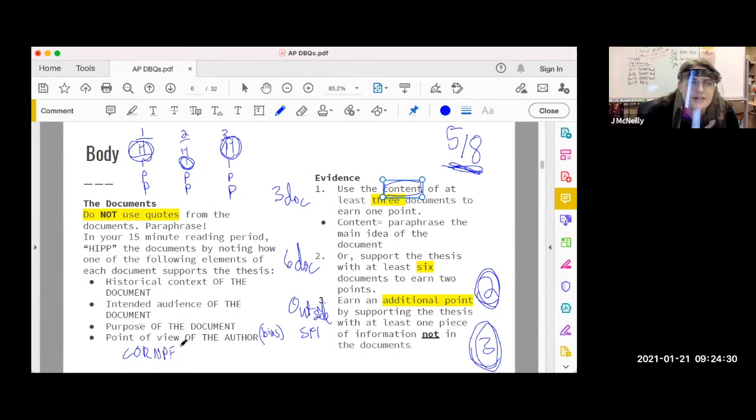CORNPEG is yet another acronym. We just have like alphabet soup in world history that goes through a list of potential topics that you could discuss when writing about point of view. C stands for class. What is their social class?